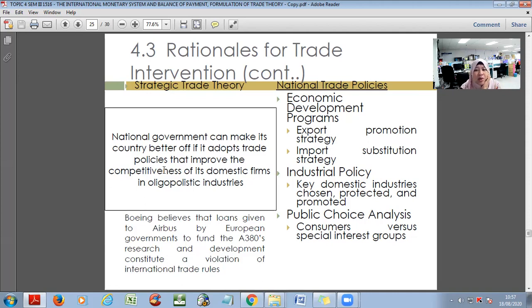We're talking about it just now: domestic industry protected, like steel, marine. What else? We also have the automobile industry, the telecommunication industry, and then public choice analysis, talking about consumer versus special interest group. How do customers prefer, I can say, their preferences towards certain products and services. This one is more on the consumer behavior subject, but we can have the public choice analysis.